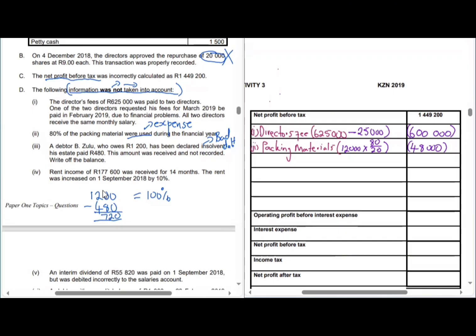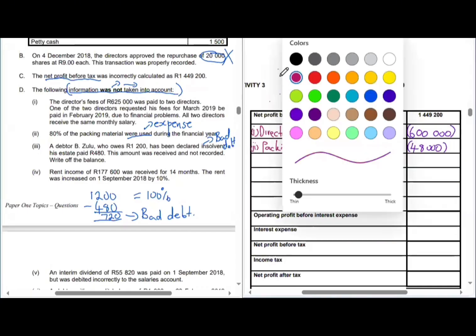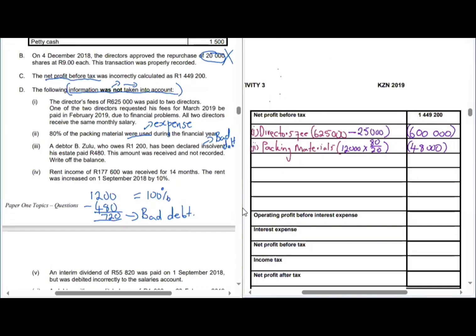720. And this 720 must be written off as what? As a bad debt. So this guy, he's a bad debt. So guys, this information needs to be recorded. And then we are going to go to our mini income statement and write transaction number 3.